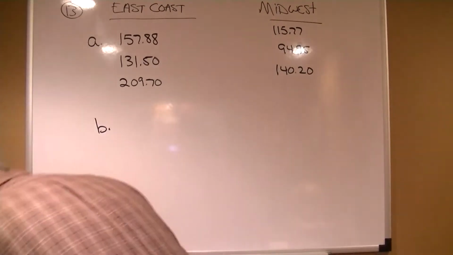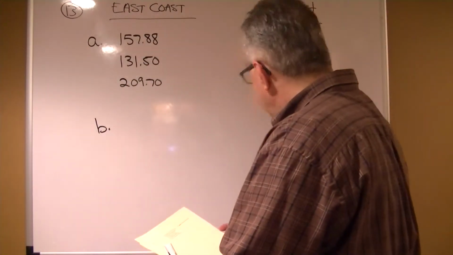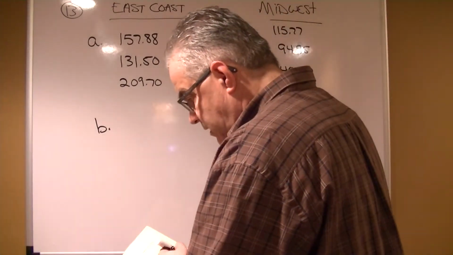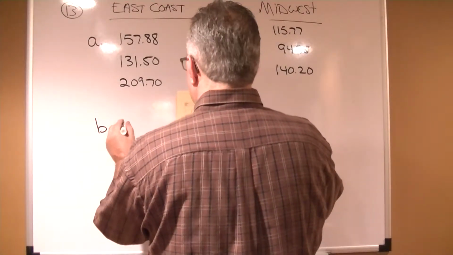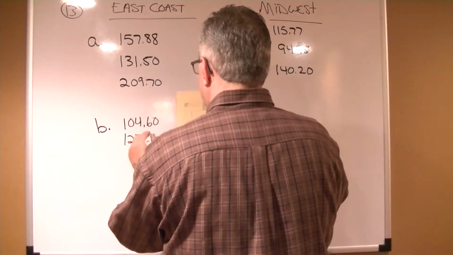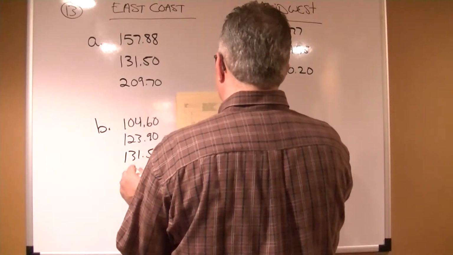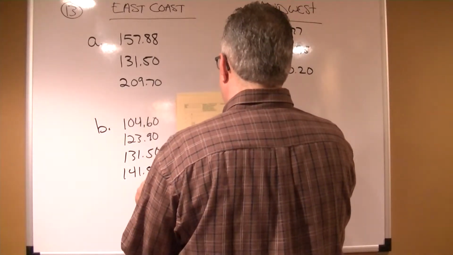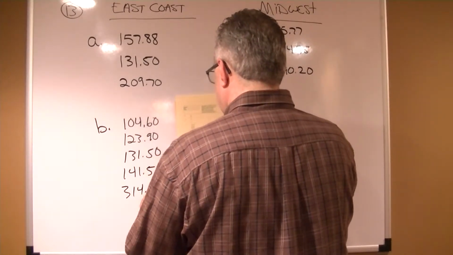So we should have that on our calculators as such, and I can copy it right from the, let's see, 140, yeah, there they are. So that's part B, and I've got them here. You can practice with this: 104.60, 123.90, 131.50, must be the median, 141.50, and then 314.30. That must be the maximum.